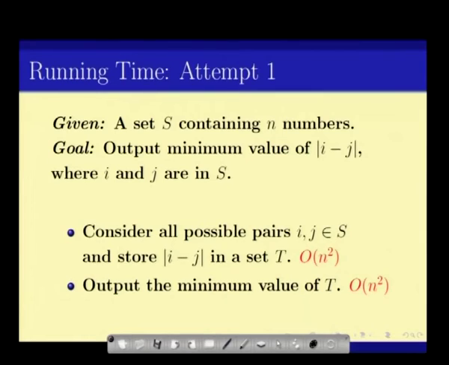Note that if we have a set of n elements, the total number of i, j pairs is order n square, rather exactly n square, which we write as order n square. And to find the minimum value from a set of n square values, we just saw that one can come up with an algorithm that takes order n square steps. So, this basically gives us that the total running time for finding the minimum distance in a set of n elements is order n square. The question is, can one do better?